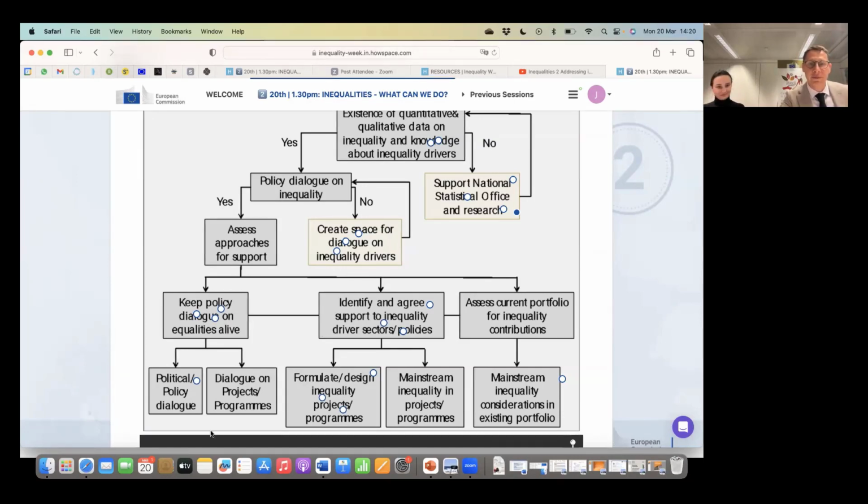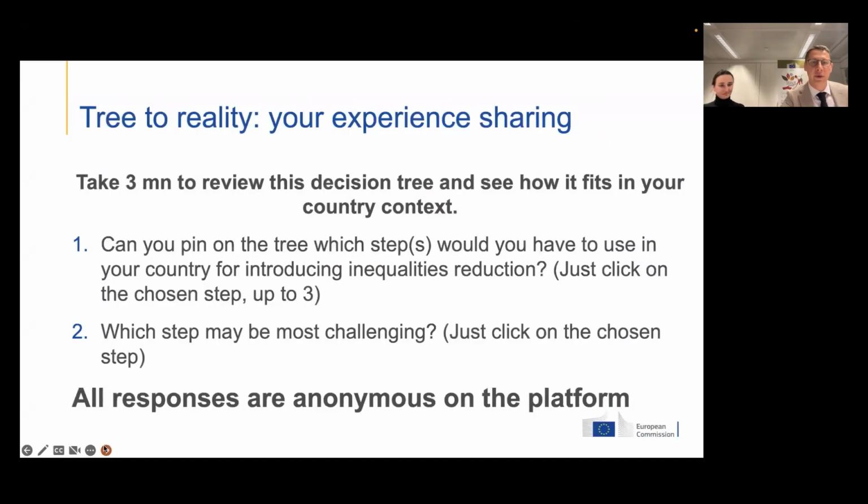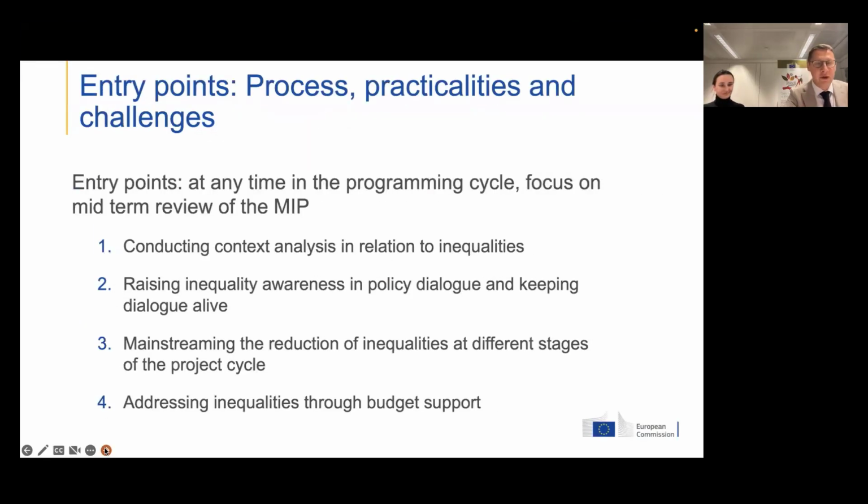So moving on, we're coming back to where we were. And basically what we're going to be doing now is taking you through a number of entry points in terms of process, practicalities, challenges that we can deal with. These are the entry points that can, at any time in the programming cycle, enable us to focus on inequalities and can also help us focus the midterm review upcoming for the MIP. So 4 entry points that we can work with.